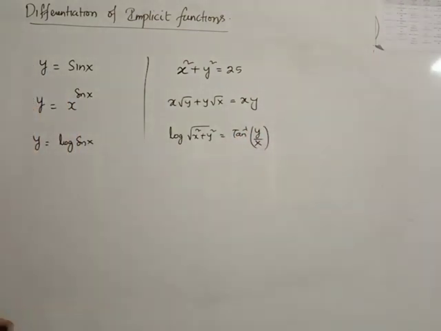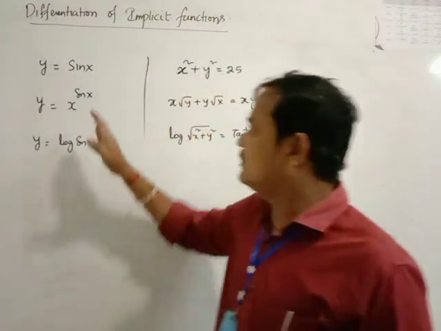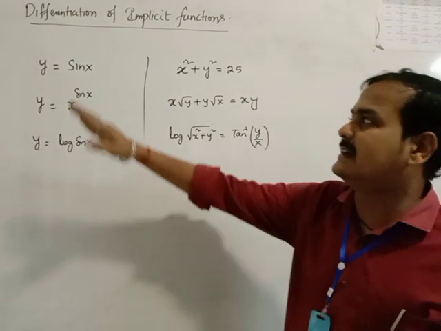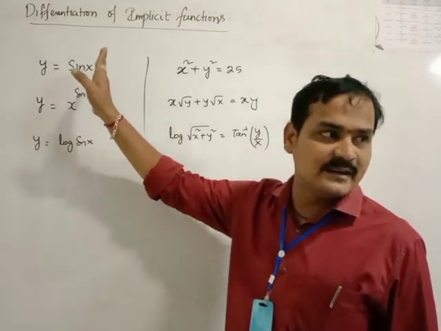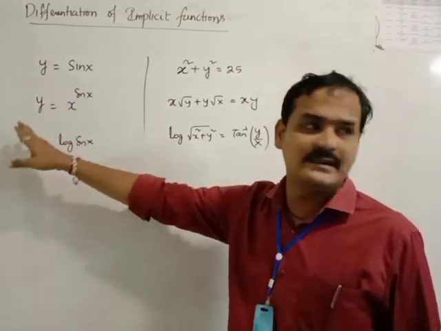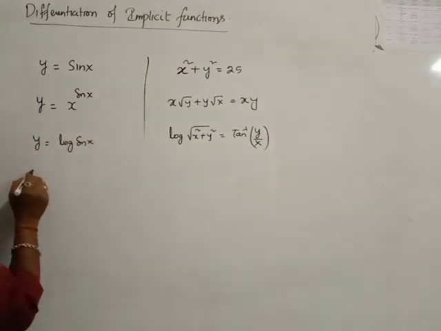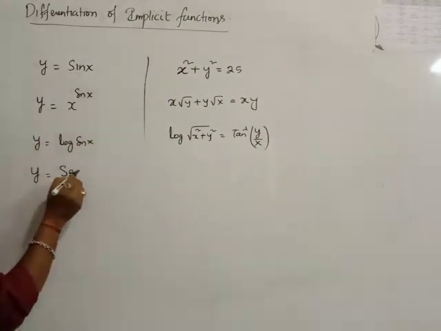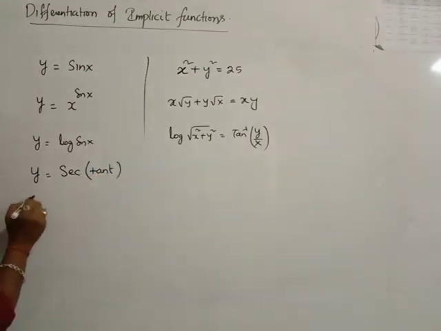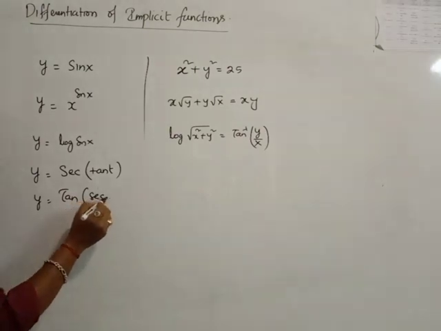See, observe the difference between these two kinds of functions carefully. Here y is in terms of x, which means the independent variable is x. Taking a value of x, you can get y. Sometimes I write the variable in terms of t also. y is equal to sec of tan t. Otherwise, with theta, y is equal to tan of sec theta.